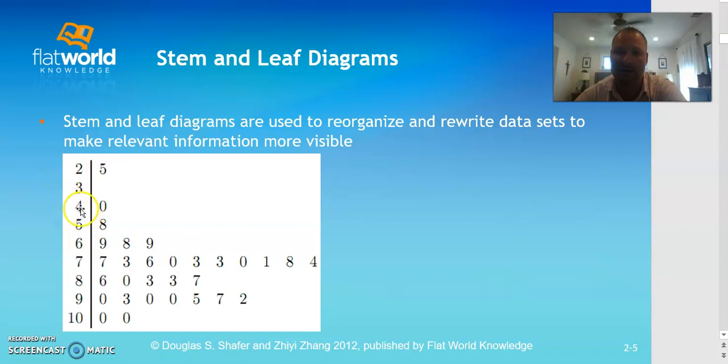This would represent the value 40, the tens digit 4, the ones digit 0, then 58, 69, 68, 69, 77, 73, 76, 70, 73, 73, 70, 71, 78, 74, and so on. And this would obviously be 100 and 100. I'm not going to go over the 8 and the 9 because it works the same way as these do.